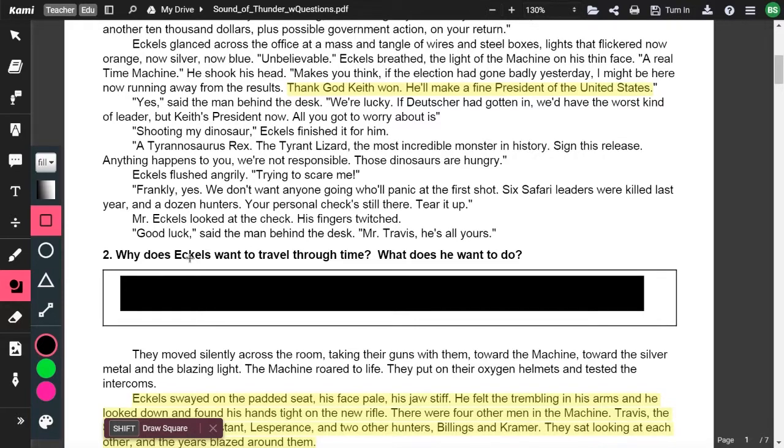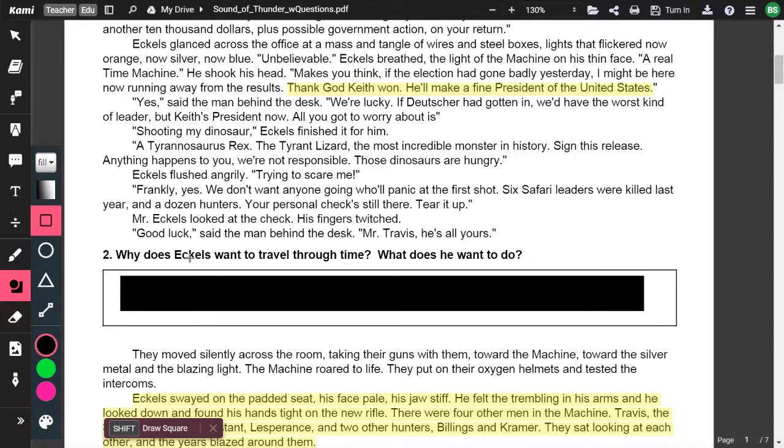We don't want you going. We don't want anyone who's going to panic at the first shot. 6 safari leaders were killed last year and a dozen hunters. Your personal check is still there. Tear it up if you don't want to go. Mr. Eccles looked at the check in his fingers that twitched. Good luck, said the man behind the desk. Mr. Travis, he's all yours.